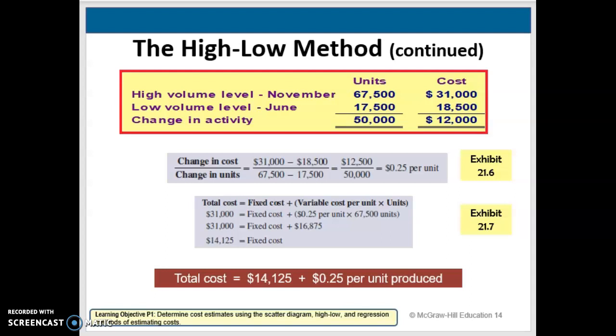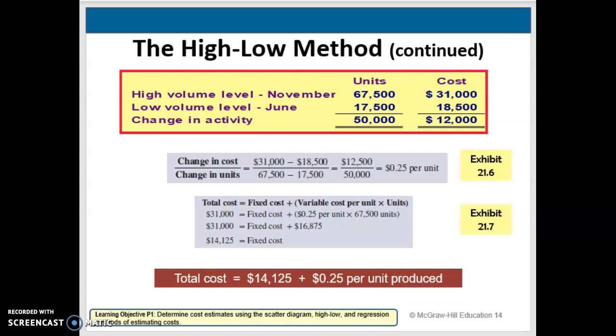The high volume level for November was 67,500 units with a total cost of 31,000. The low volume level was in June with 17,500 units, which had a cost of 18,500. So we're going to be looking at the change in cost and the change in units. That's how we're getting our slope.